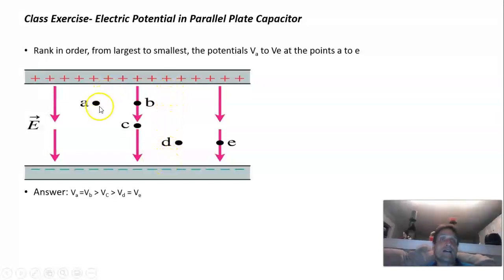Okay. Now A and B are the same distance from the positive plate, and so they must be at the same potential, and they must be higher than the other points because they're the closest to the positive plate. So VA and VB are equal and are the highest. Okay. VC is higher than D and E because it's closer to the positive plate, but it's not as positive as A and B. And so VC is the third highest.